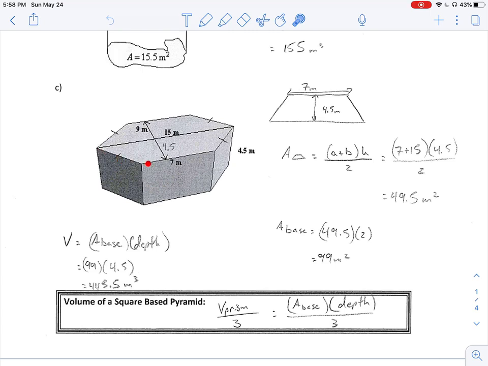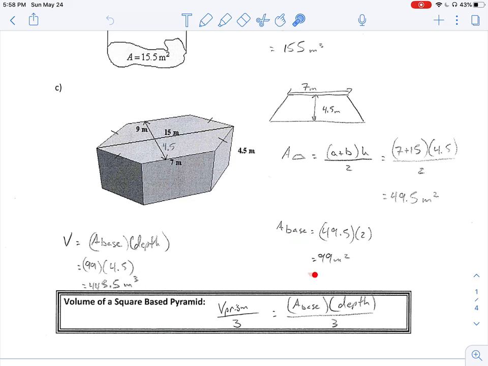Now, that's just one half, right? So there's actually another half to that. So we'd have 49.5 multiplied by 2, for the base of this, which is this whole piece here. We get 99 meters squared.